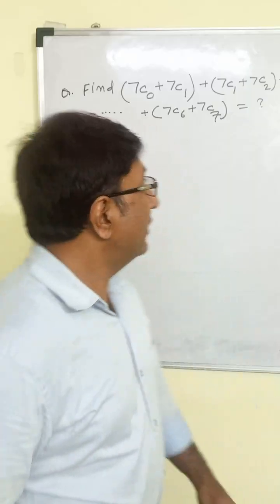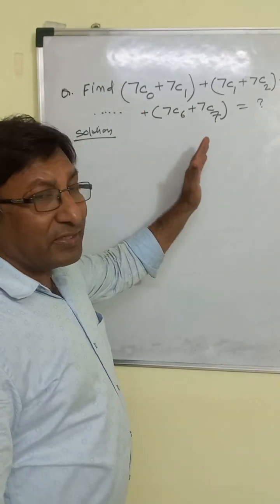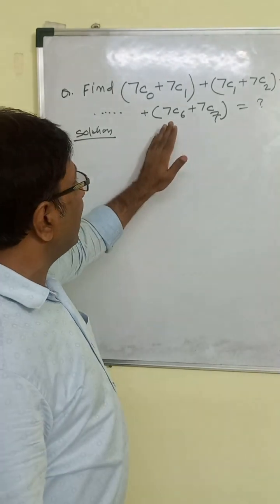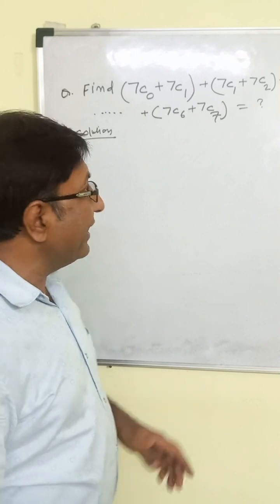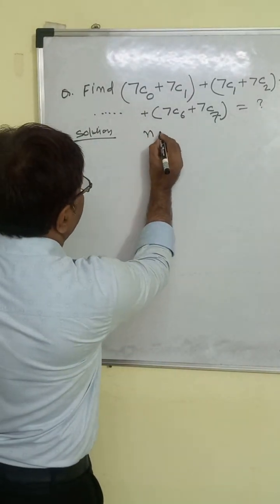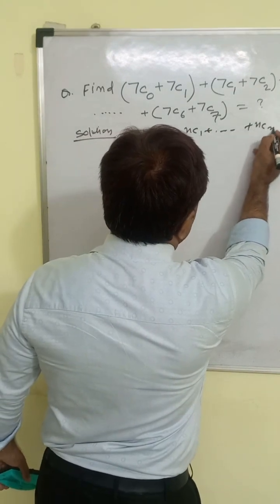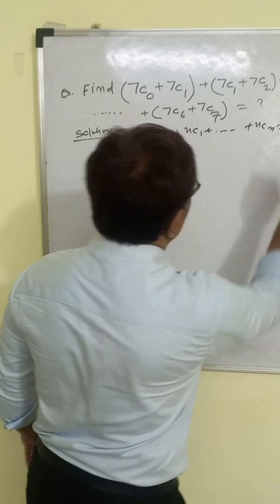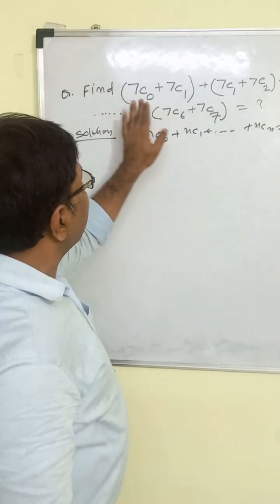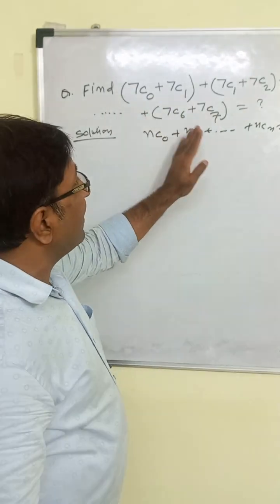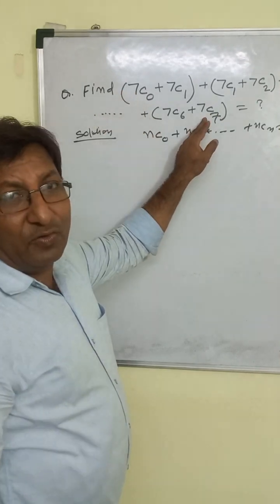Let us see the question. The question is: find 7C0 plus 7C1 plus 7C2 up to 7C6 plus 7C7 equal to what? So for this type of question, the technique is what? You know the trick, that NC0, NC1, up to NCN, our formula is 2 to the power n. So here 7C0, 7C1 have been given. All the terms from 7C1 to 7C6 appear 2 times, except 7C0 once and 7C7 once.